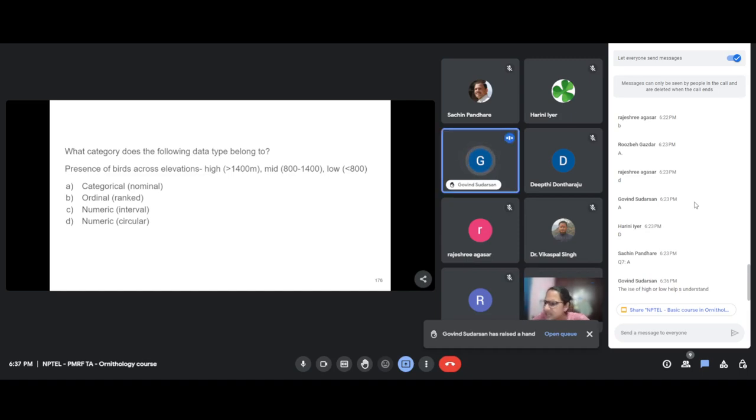Well, the use of high or low as a category helps study the birds, ma'am. Right. Because if you have 50 intervals, you say high elevation birds, you can help understand the characteristics of birds. Is that the answer? Right.